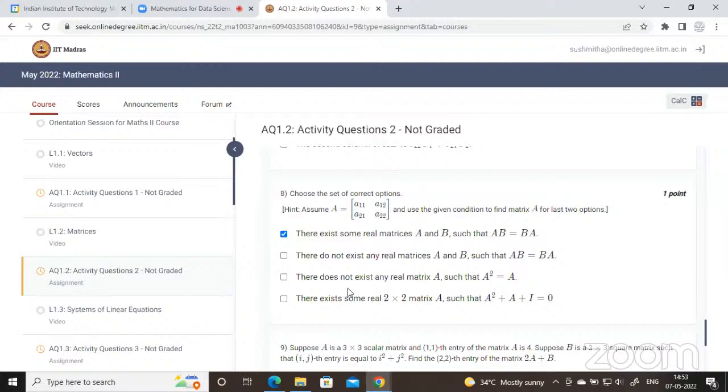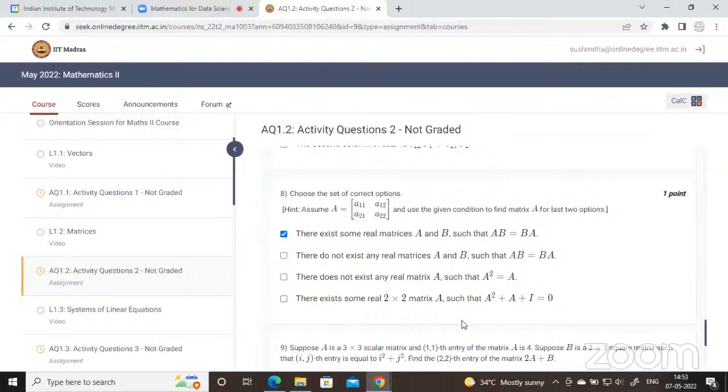Is it true? Ma'am, there exists. Can you give me an example? Ma'am, you can take A to be the identity matrix. I squared equals I. Or take the zero matrix itself. Again, zero squared is equal to zero. Okay, there exists some real matrix such that A squared plus A.